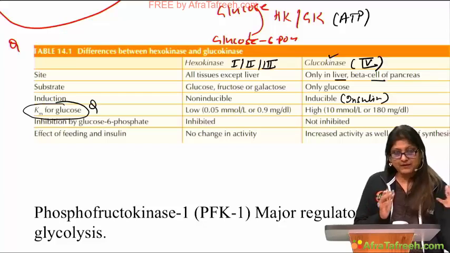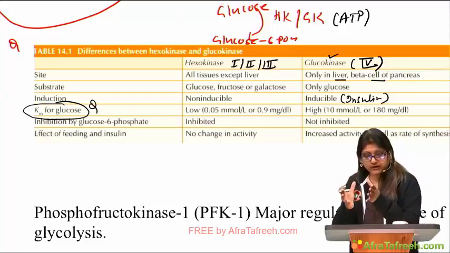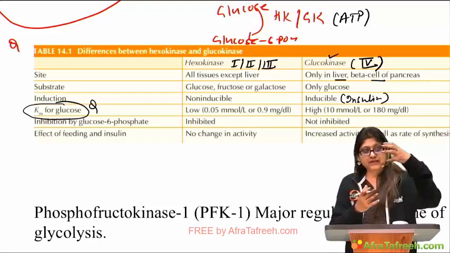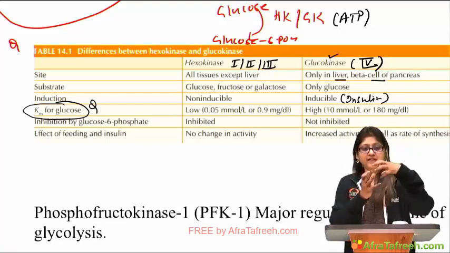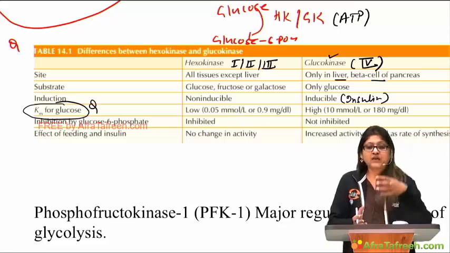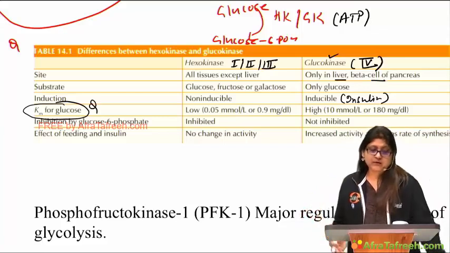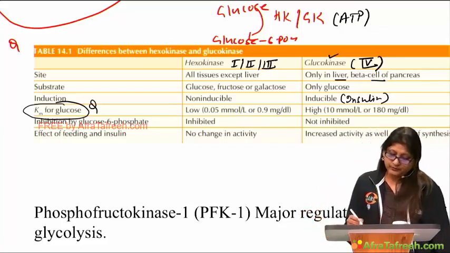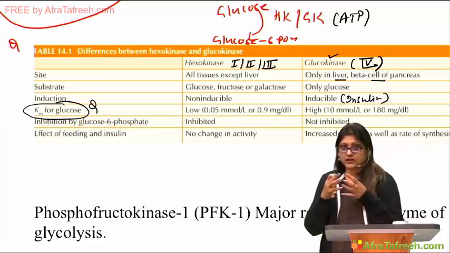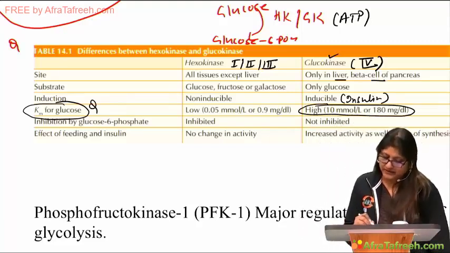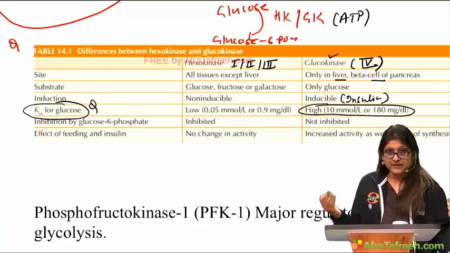What is Km? Km is the substrate needed to get the half max velocity. It depends upon the enzyme substrate affinity. If they have high affinity, less amount of substrate is required. If enzyme substrate is having low affinity, more amount of substrate is required. So this is a very important point which says that glucokinase has low affinity to glucose, and hence it has a very high Km value, that is 180 milligram per deciliter of glucose.